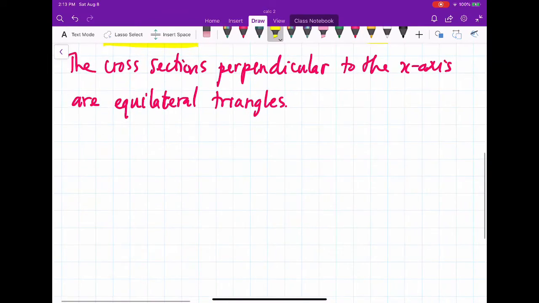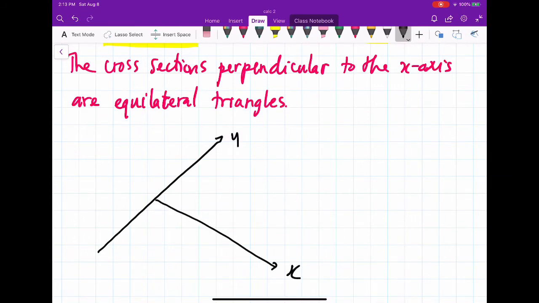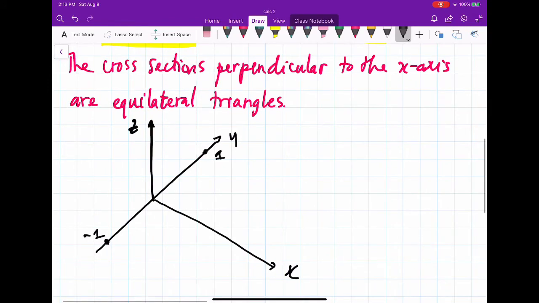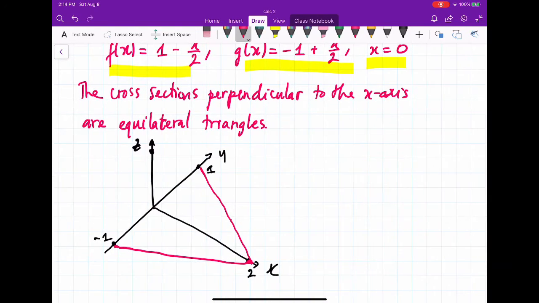So you have the following picture. This is the y, this is the x, and of course we still have the z right here. Let me describe that. Here you have negative 1, here you have 1, here you have 2, and here you have some numbers that we will find out. So we have one straight line, and this is another straight line.